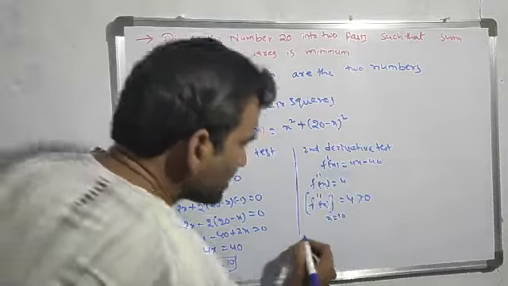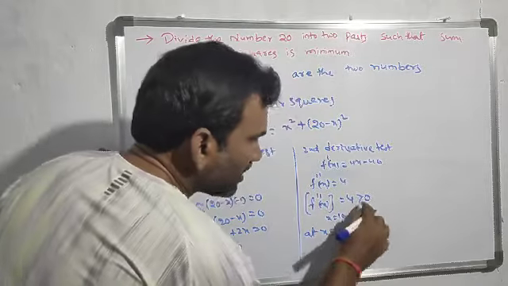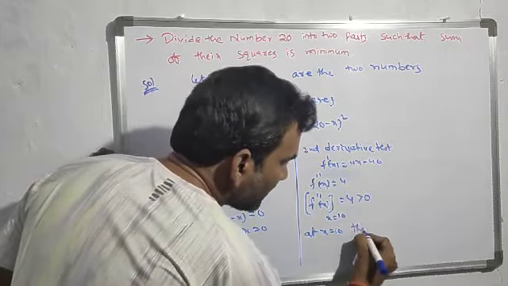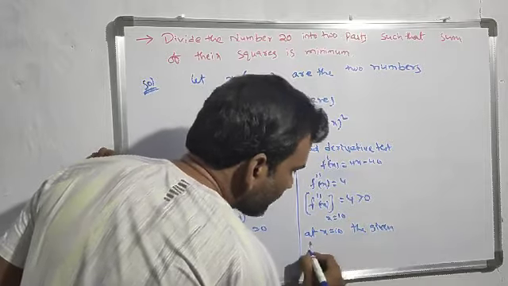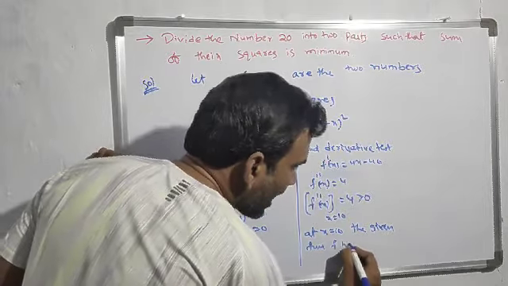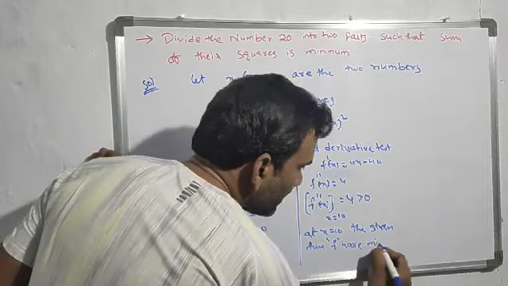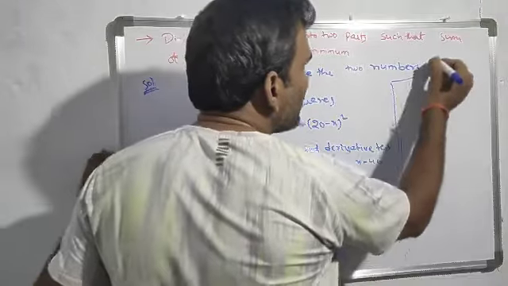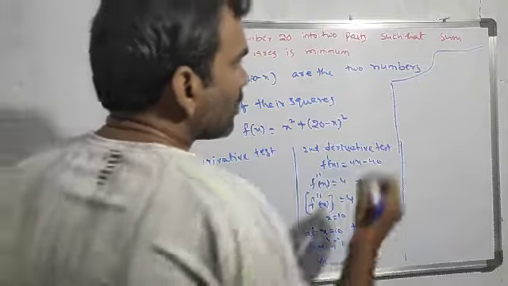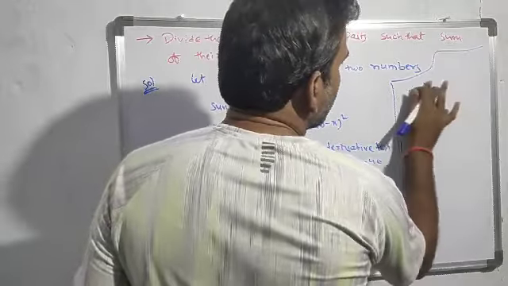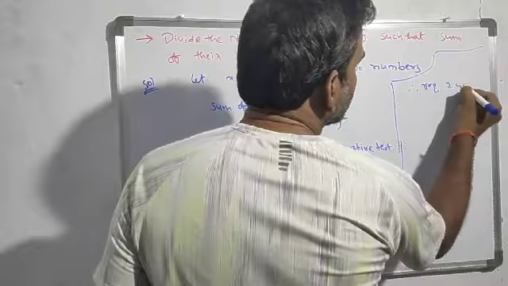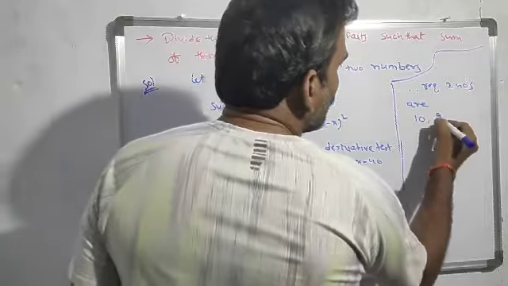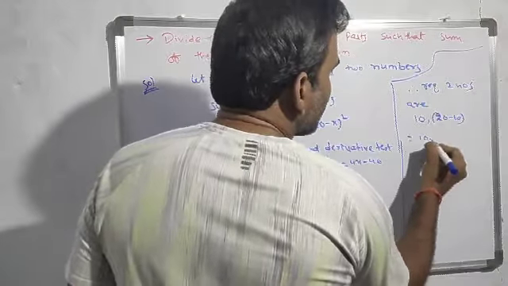So what do we have to write? At x equal to 10, you are getting greater than 0. That means we are getting the minimum value. At x equal to 10, the given function f has a minimum value. Therefore the required two numbers are 10 comma 20 minus 10, so 10 comma 10.